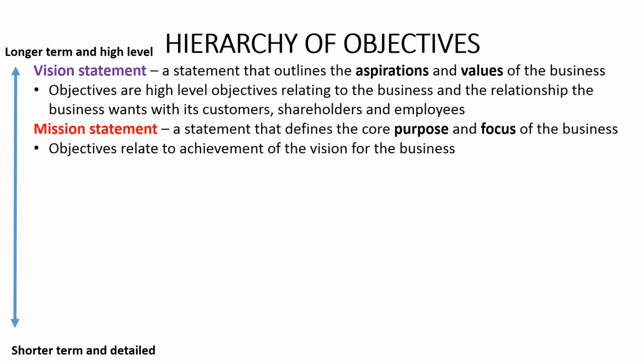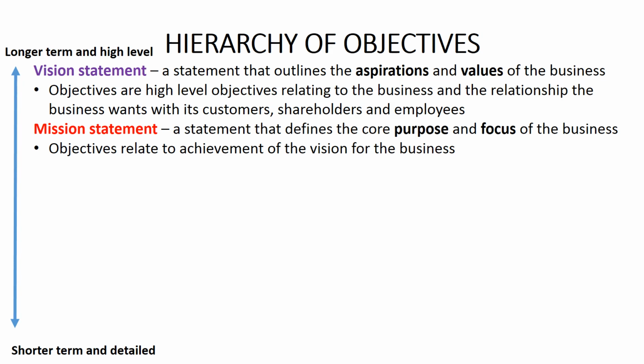Another way of looking at a mission statement is that it sets out in a more concrete way the way in which a business intends to achieve the objectives set out in its vision statement. In other words, the objectives in a mission statement relate to the achievement of the vision for the business as set out in its vision statement. And in that dot point, you have a description of the nature of the objectives in a mission statement, which you can include in the third column of the table in your summary book.